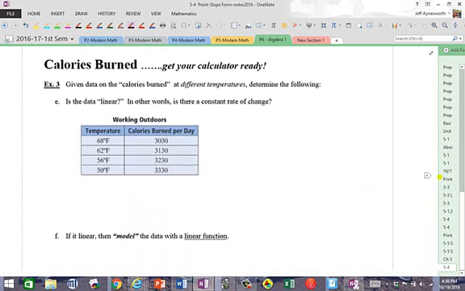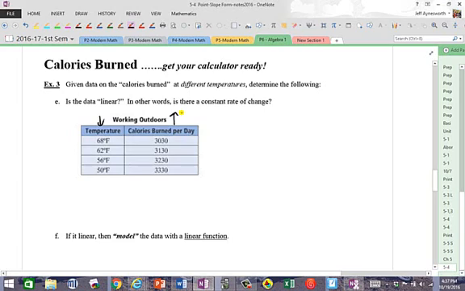All right, this one deals with the calories burned per day depending on the temperature. Okay, so as the calories increase, notice the temperature decreases. So if you decrease the temperature of the day, you increase your calories burned. Okay, so as this one decreases, guess what? This one increases. That's an inverse variation, by the way. Okay, so let's calculate if it's linear first. That's my first question. All right, and to answer that, is there a constant rate of change?